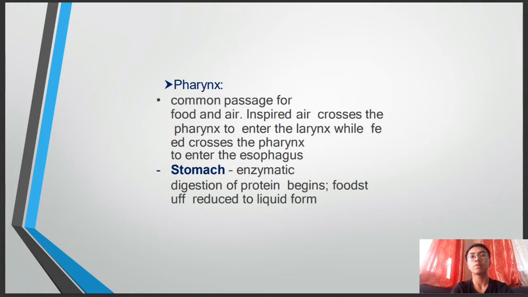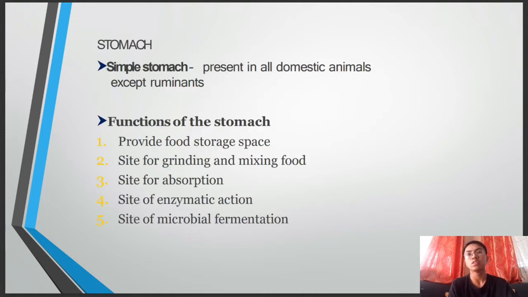Stomach. Enzymatic digestion of protein begins and foodstuff is reduced to liquid form. The stomach is a muscular organ that digests food. Next slide, stomach. A simple stomach is present in all domestic animals except ruminants. A simple stomach is a single compartment stomach. The functions of the stomach are to provide food storage space, a site for grinding and mixing food, a site for absorption, a site of enzymatic action, and a site of microbial fermentation.